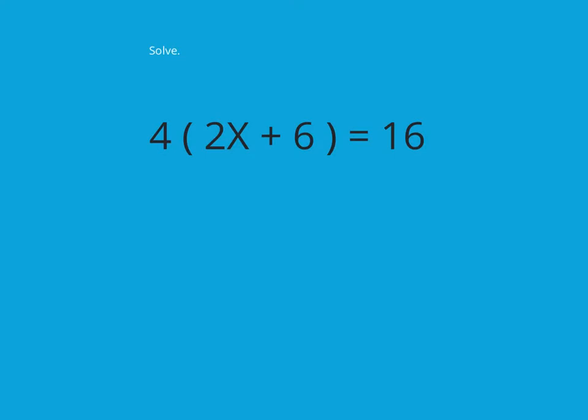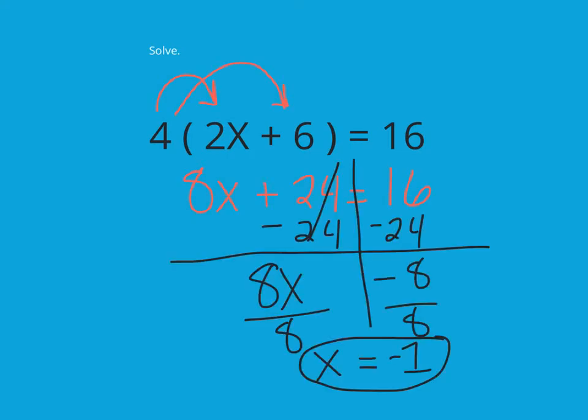Now it's your turn. Pause the video, write this equation down, solve it, and then hit play to see if you got the same answer. Did you end up with -1? If you didn't, pause the video again, take a look at the steps, and see if you can figure out where the mistake is. If you did, that's great. Continue on.